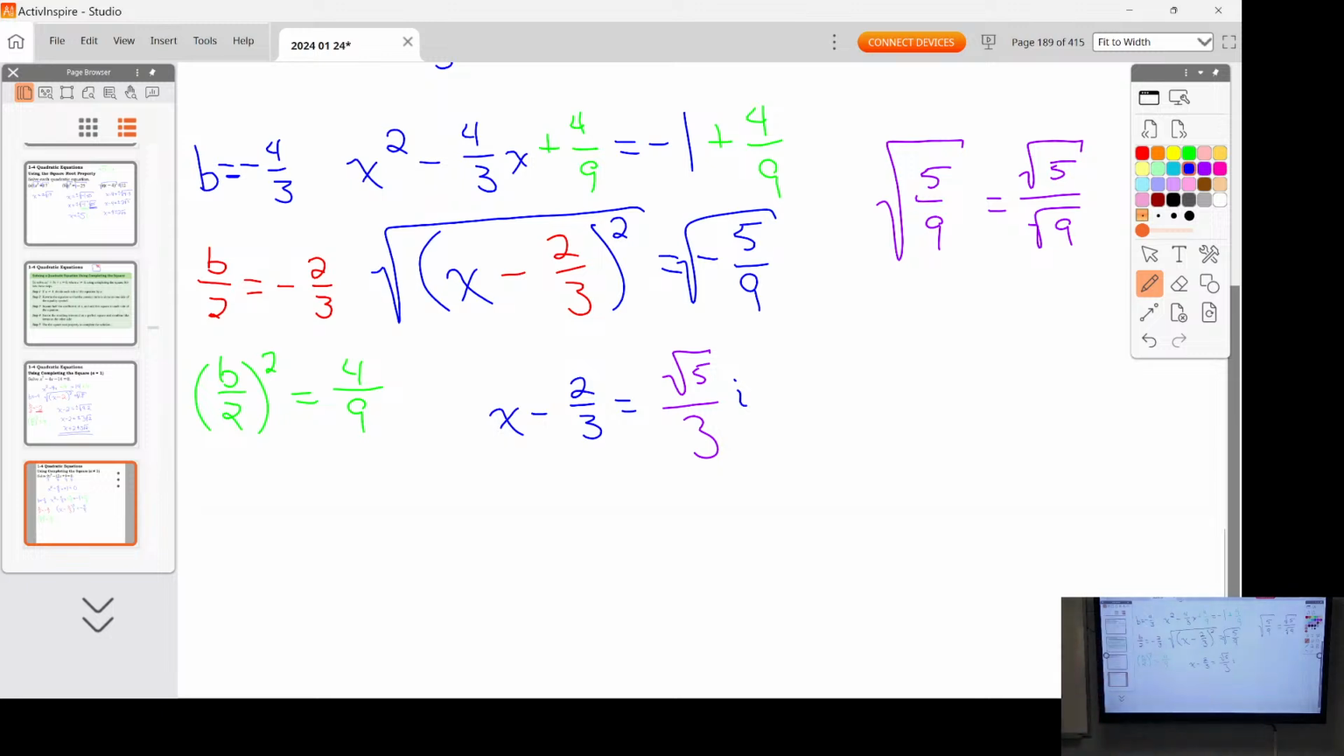Now what? Seeing if you are paying attention. Now what? Add the 2/3. So x equals 2/3 plus or minus the square root of 5 over 3i.